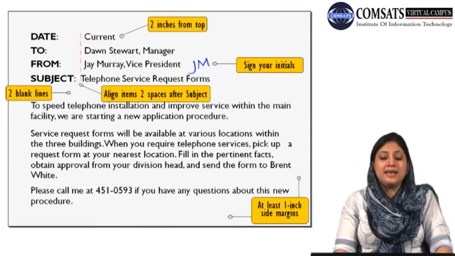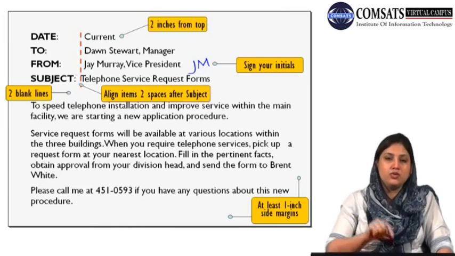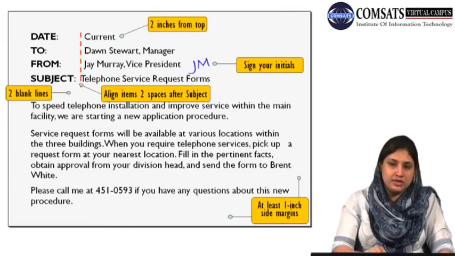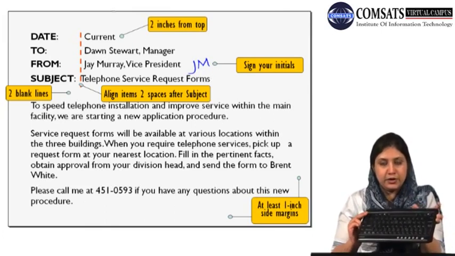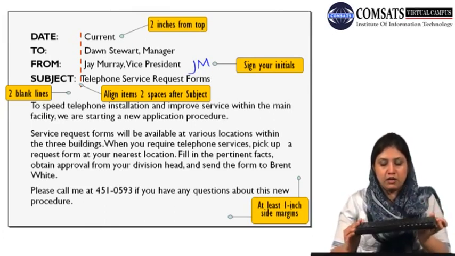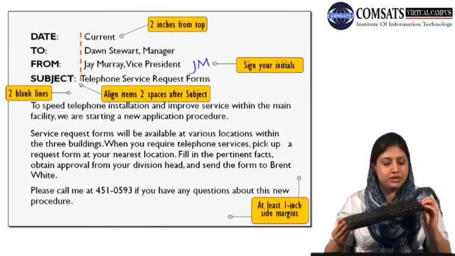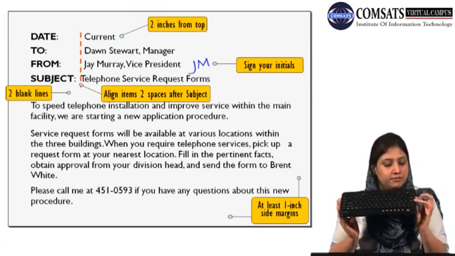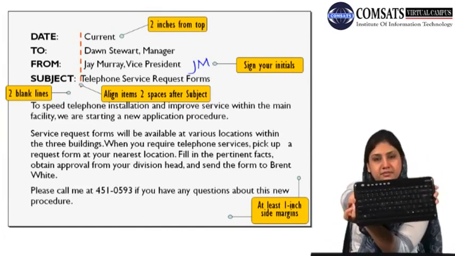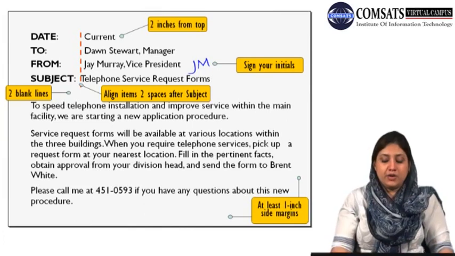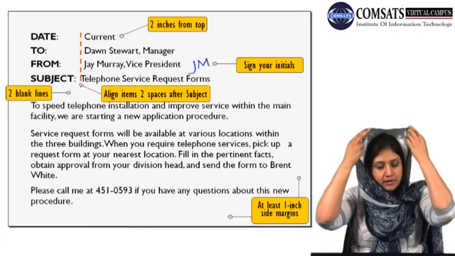And then align items 2 spaces after the subject. Either you press the space bar 2 times, can you see the space bar here? It's the long bar on the keypad. Or you press the tab button, this is the tab button. If you press it once, your cursor will automatically go 2 spaces next to where you are right now.